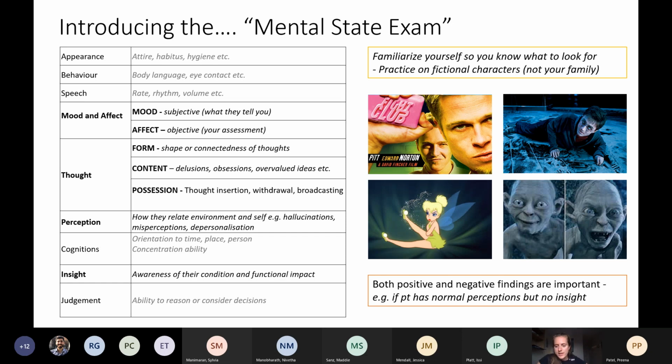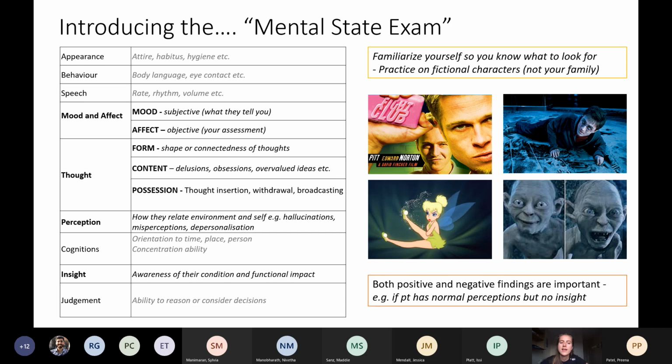I think the thing that most people struggle with is thought, and breaking that down into form, content, and possession. A good way to think about form is the connectedness of thoughts. Can you see the logical moves between their steps, or is it completely illogical and disconnected from each other? Content is pretty much the substance of their thoughts.